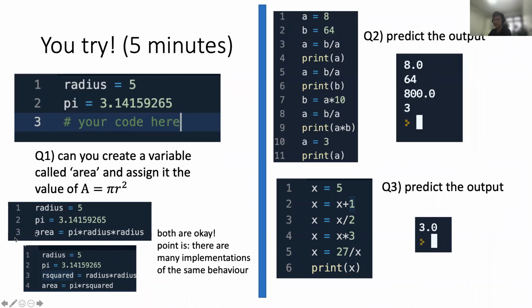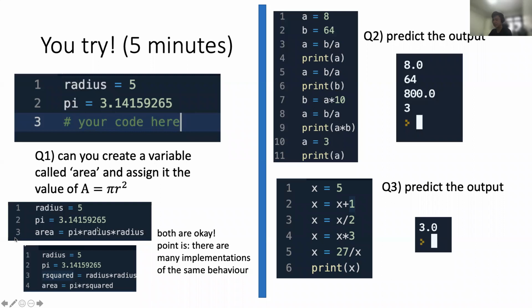One is just creating a new area variable with the value pi times radius and radius. That works. Another way, let's say you don't want to write it like that, is to create a new variable called r squared, assign it the value radius times radius, and then write area equals pi times this variable. So both achieve the same value for area.